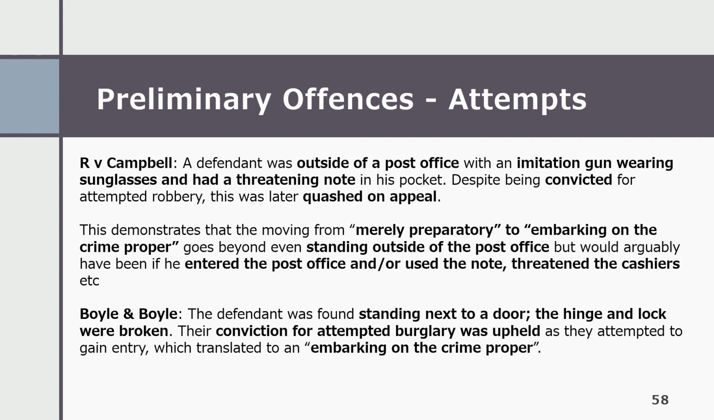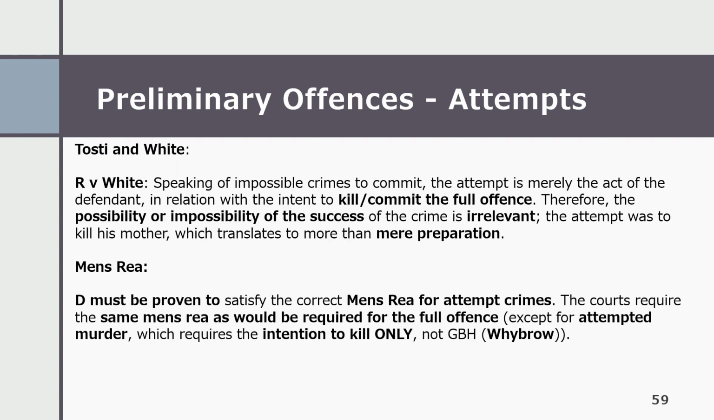In Boyle and Boyle, the defendant was found standing next to a door, the hinge and lock broken. Their conviction for attempted burglary was upheld, however, as they attempted to gain entry. We have Toasty and White, we have R v White as well. So speaking on impossible crimes to commit, the attempt is merely the act of the defendant in relation with the intent to kill or commit the full offence. Therefore, the possibility or impossibility of the success of the crime is irrelevant. The attempt was to kill his mother, which translates to more than mere preparation.